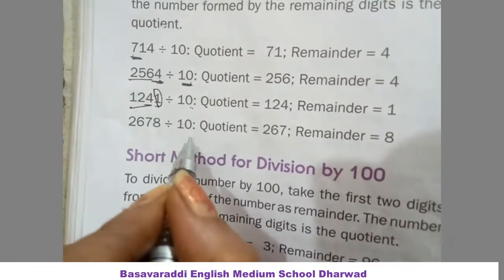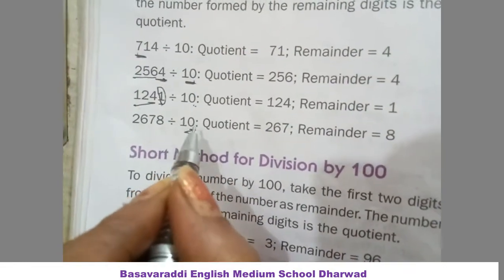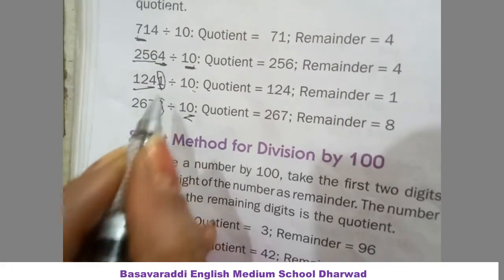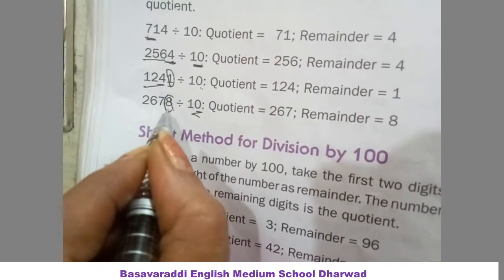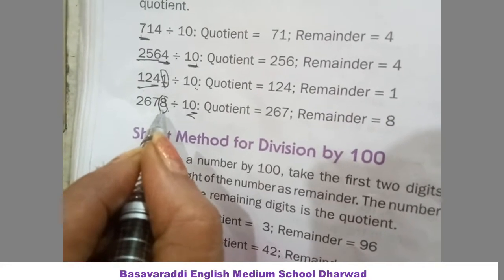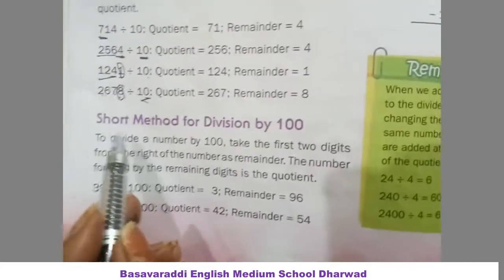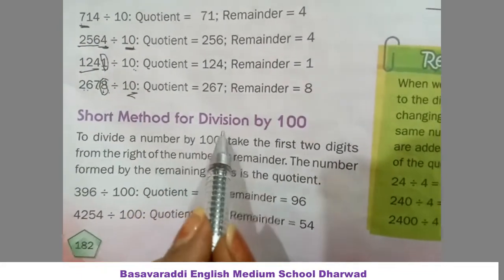Here it is also divided by 10. So we are considering the 0 as the 1's place. So this 8 is the remainder, and 267 is the quotient. Now the shortcut method for division by 100.